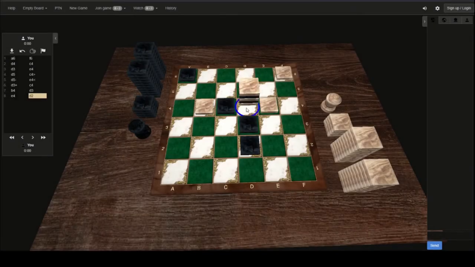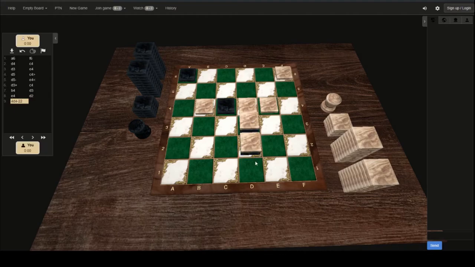Spreading a stack is when you take a stack and you spread the pieces out, leaving behind just your pieces on the tops of the spaces you pass, just like that.